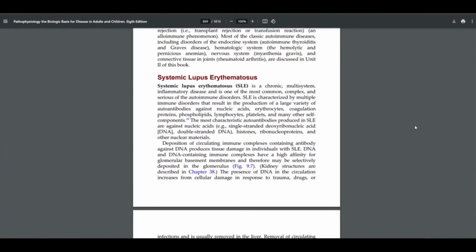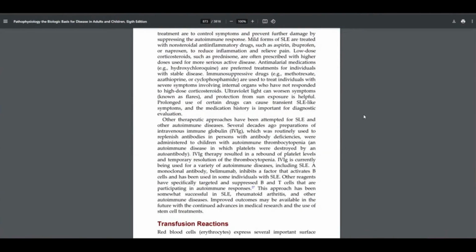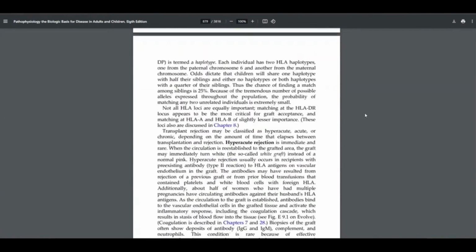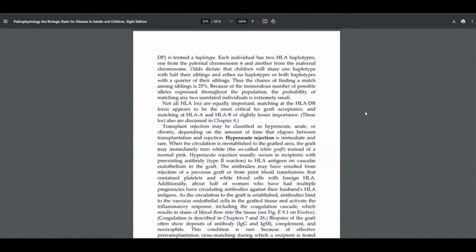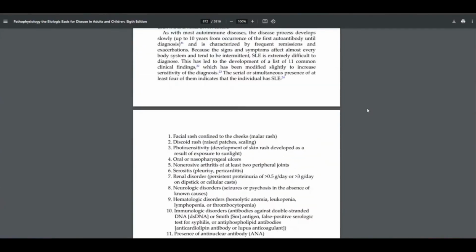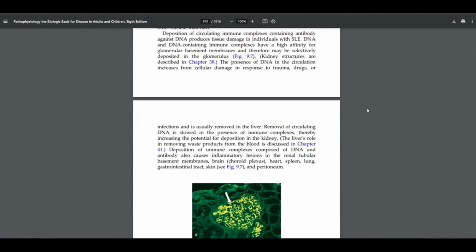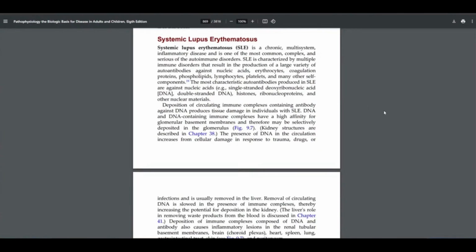Sure. Are we talking about... Alright, we're getting there. We're close. Okay. Systemic lupus. Wow, I am now stumbling over words.